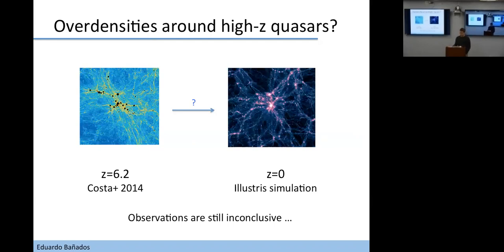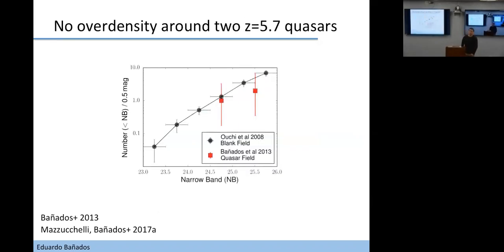So I tried to tackle this problem in a slightly different way. I was looking for Lyman alpha emitters. Lyman alpha emitters are star-forming galaxies that have a very strong Lyman alpha line, so you can put a very narrow band filter there and select galaxies that are at redshift very close to the quasar. So this is not a new idea, right?